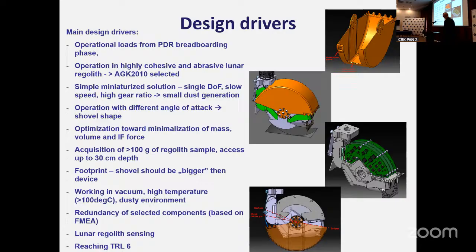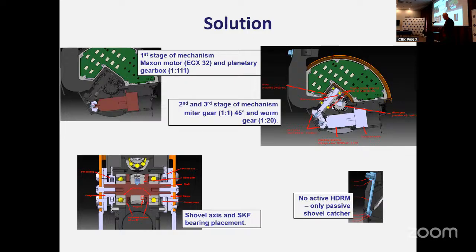From the mechatronic perspective, we wanted to work in vacuum, in high temperature and industrial environment. We wanted to have the redundancy of selected components based on FMEA analysis and the ability to sense the regolith. And last but not least, we wanted to reach TRL6 based on the ECSS norms. So these were the design drivers, and this is the solution.